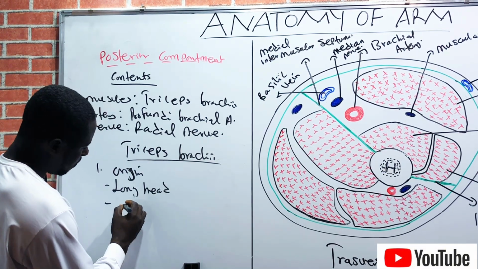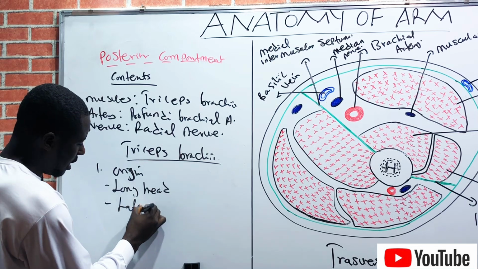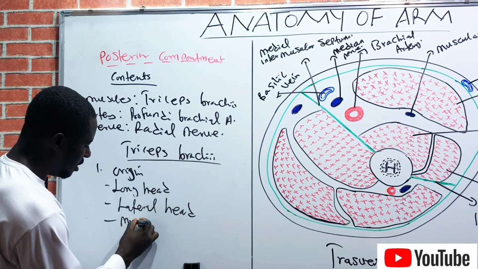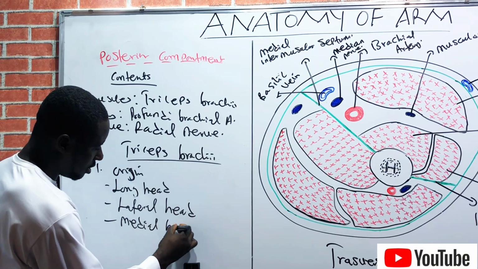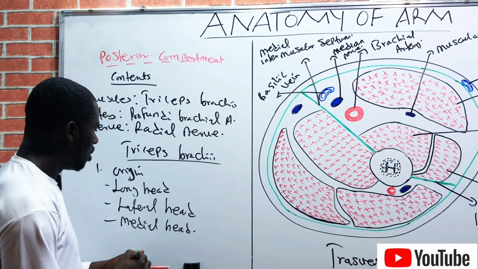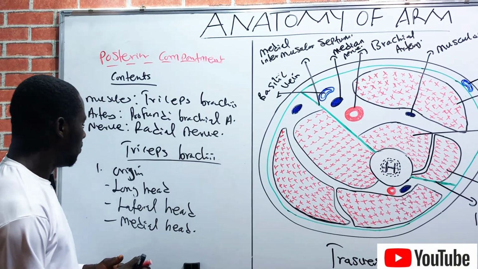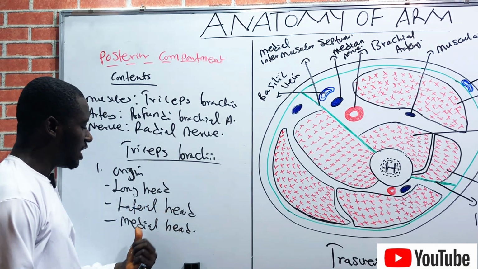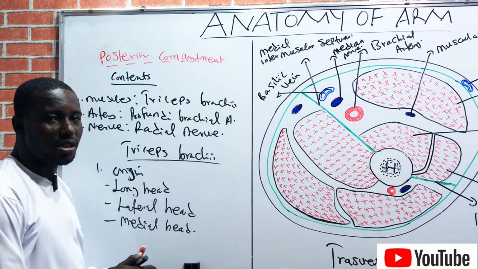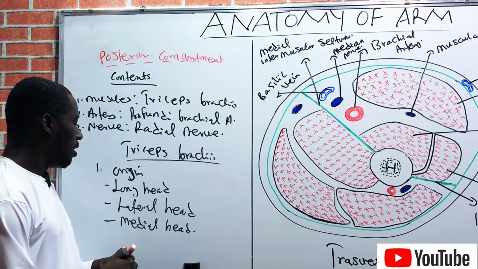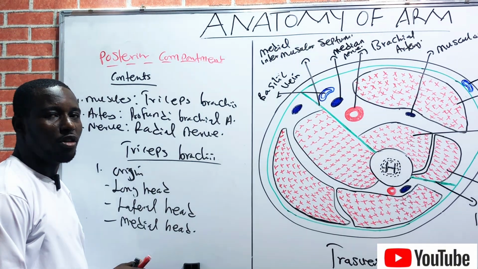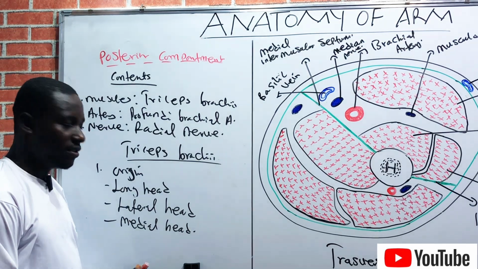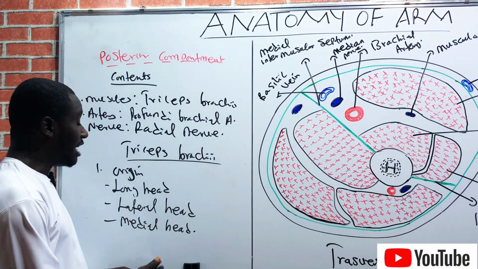So the triceps brachii has the long head, the lateral head, and the medial head. That is why it's triceps. It has three heads of origin. Now, the long head originates from the infraglenoid tubercle of the scapula. That is the long head.